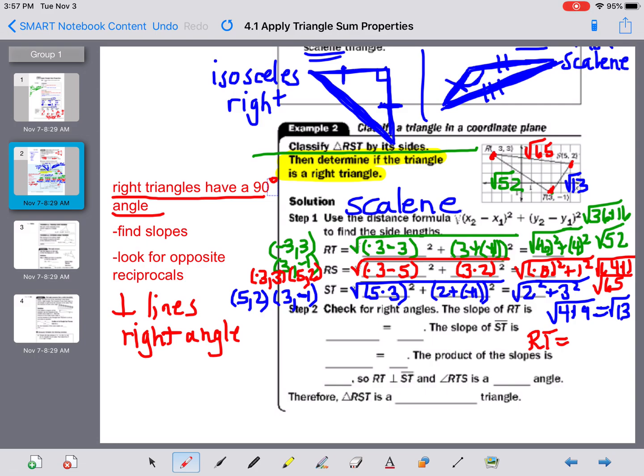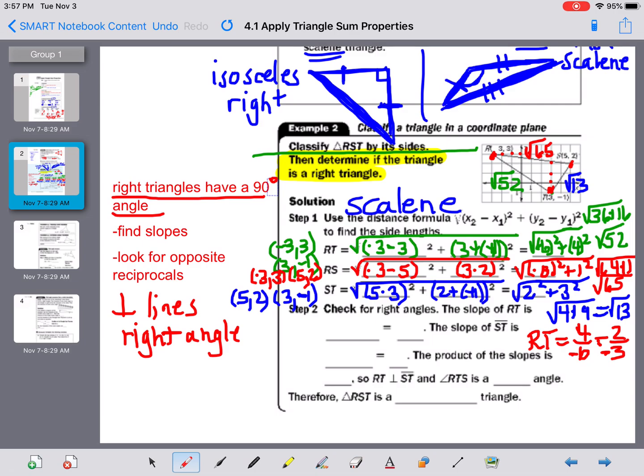So R to T. So here's R, here's T. I'm going to count up 1, 2, 3, 4. That's positive when I count up, and I'm going to count left, 1, 2, 3, 4, 5, 6. So I get 4 over 6, which reduces to 2 over 3. The 6 was negative, which went left, so I'm going to need a negative on that one.